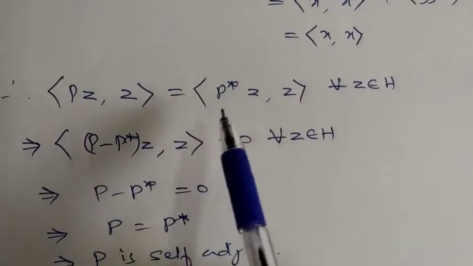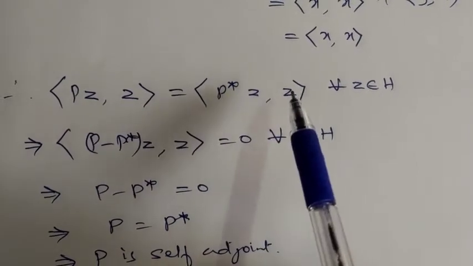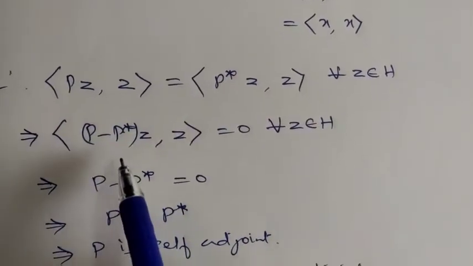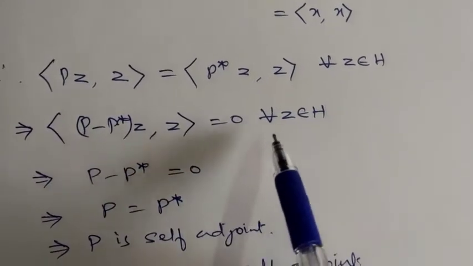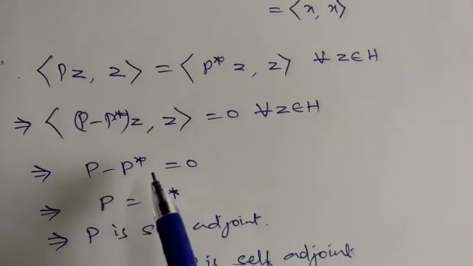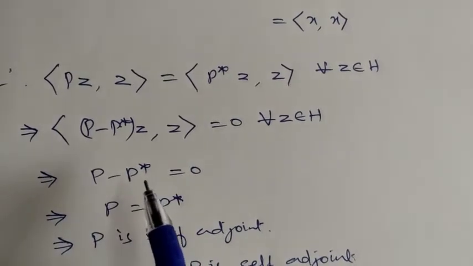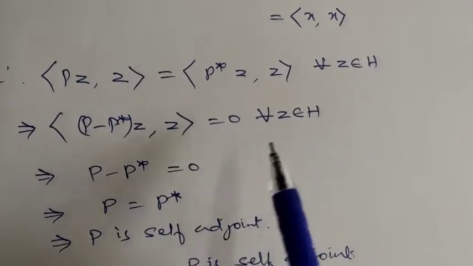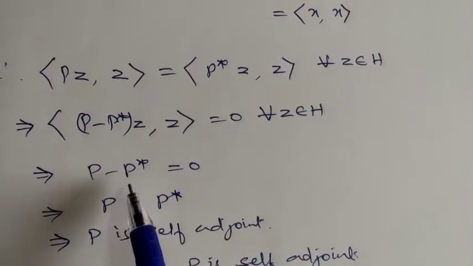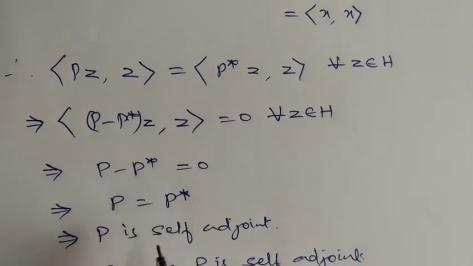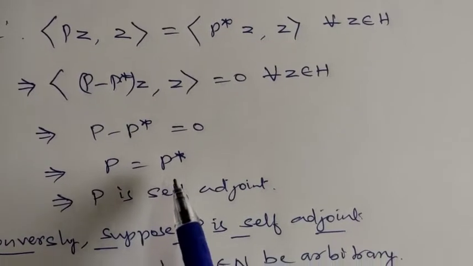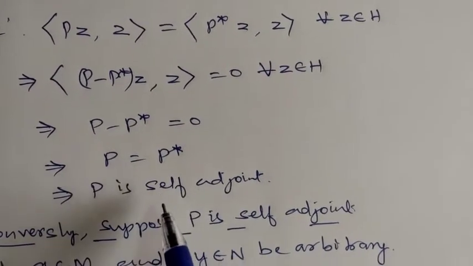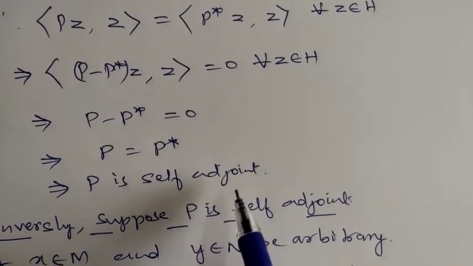This implies what? You transform the right hand side term to the left hand side. This becomes inner product of (P minus P star) of z comma z is equal to 0. So now you know that inner product of T of x comma x is 0 implies T itself is 0. Accordingly, P minus P star is 0. P minus P star is 0 means what? P is equal to P star. P is equal to P star implies that P is a self-adjoint operator.